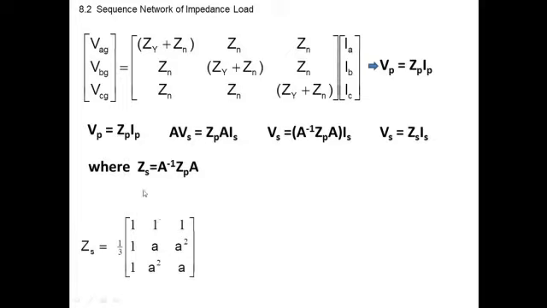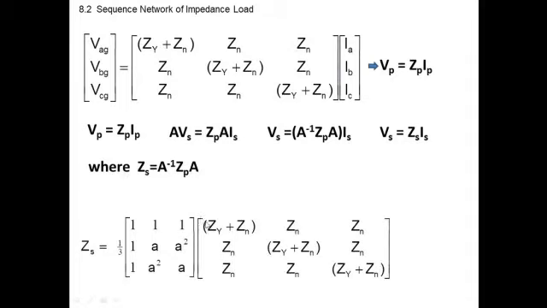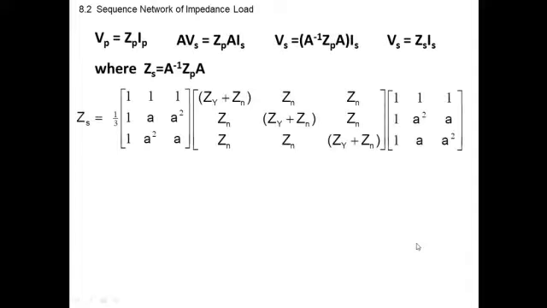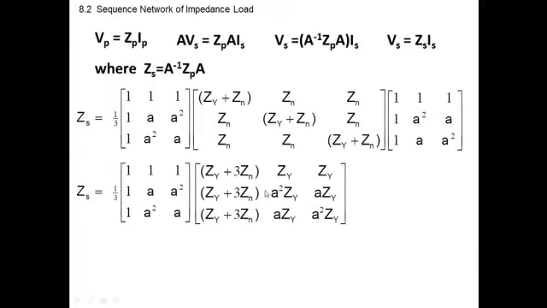So here, if we multiply, this is the relation for the A inverse. This is the relation for the ZP that we already derived, and this is the relation for the A. So the ZS is the multiplication of A inverse, the ZP, and the A. This we already studied, so it is the combination of all these three.